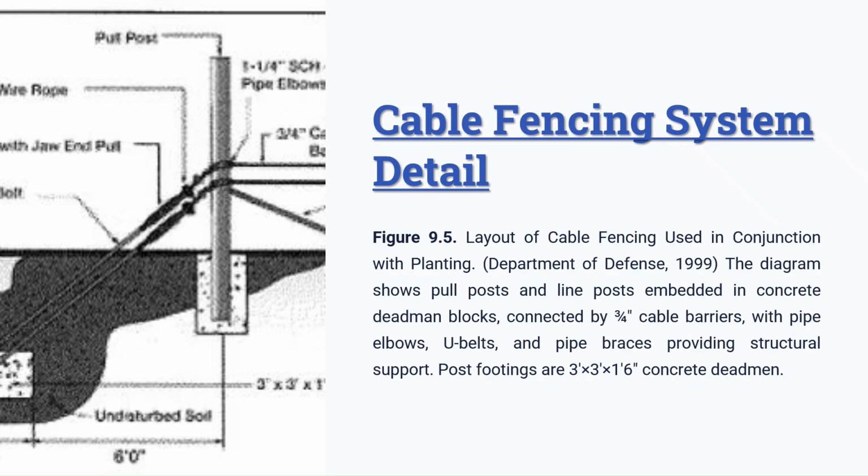Cable fencing systems are designed primarily for vehicle control and perimeter reinforcement. They consist of steel cables connected between posts, often anchored in concrete footings for strength and stability. These systems are effective in absorbing and distributing impact forces, making them suitable for areas where vehicle intrusion is a concern. The structural design, including post spacing, cable tension, and anchoring, determines the system's effectiveness. This is a good example of how engineering design directly contributes to security performance.